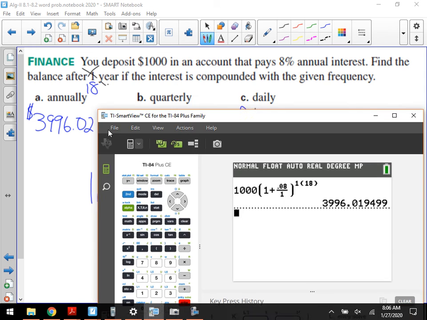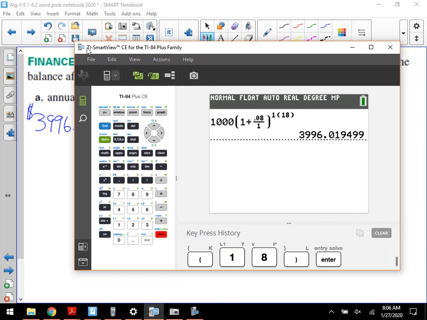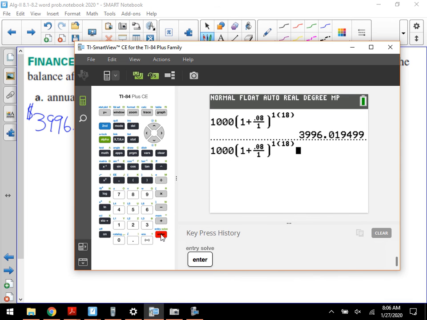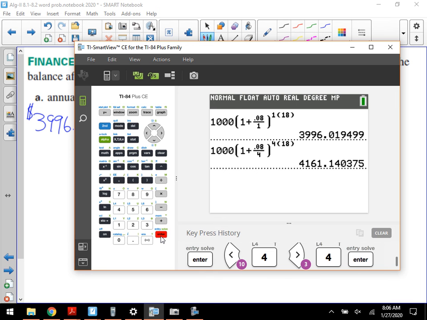Anyway, back to this. What was the next one we had to do? Quarterly. What do I have to change? The 1 to a 4 if it's quarterly. Do you guys know how to go back and hit second entry and it'll retype it for you, and you just overwrite stuff? I'm going to change that to a 4. And it works out nicely. Then there's how much you get if it does quarterly: 416114.